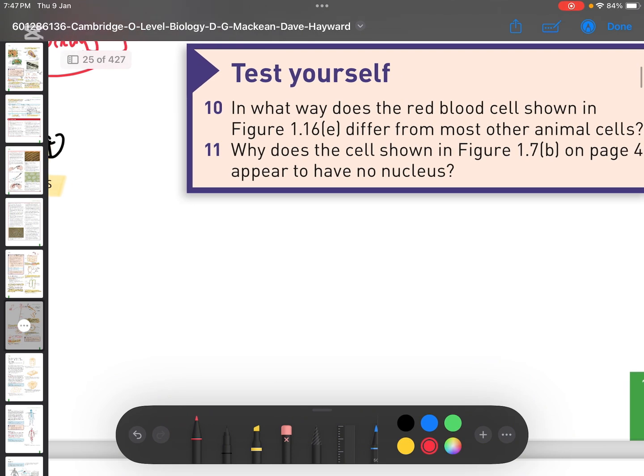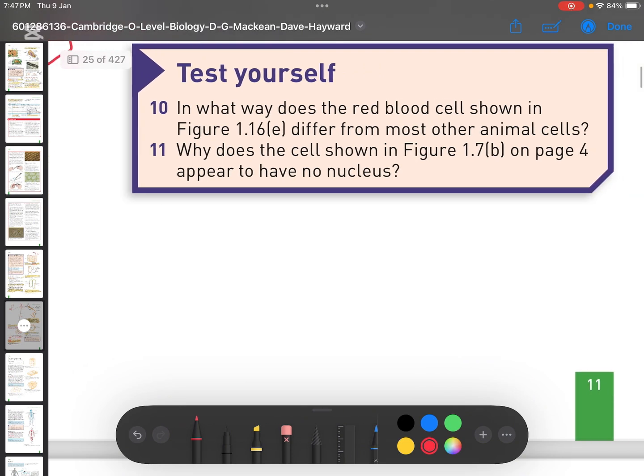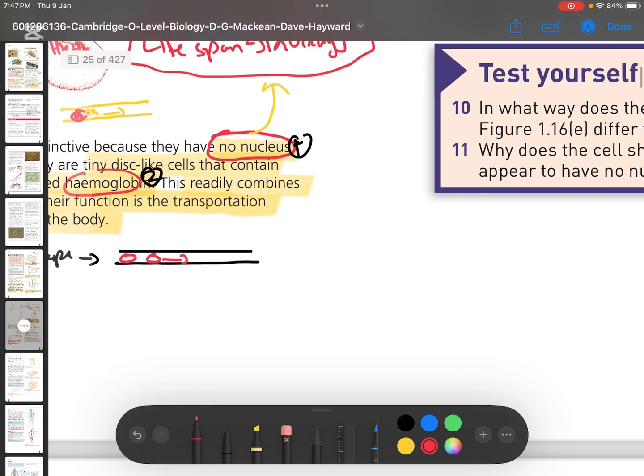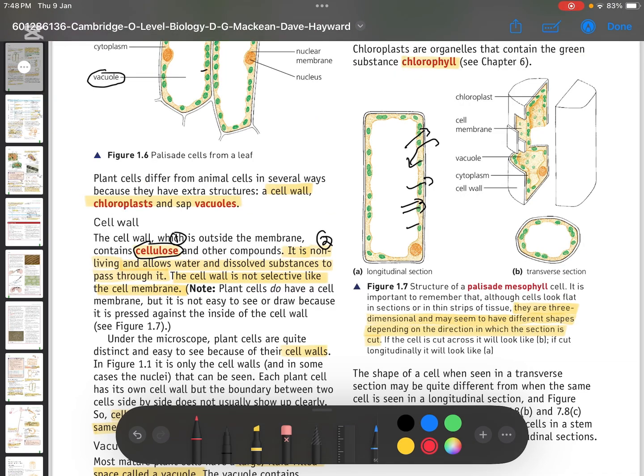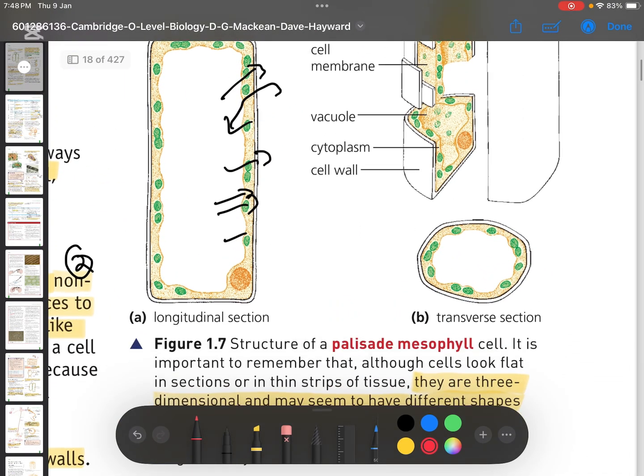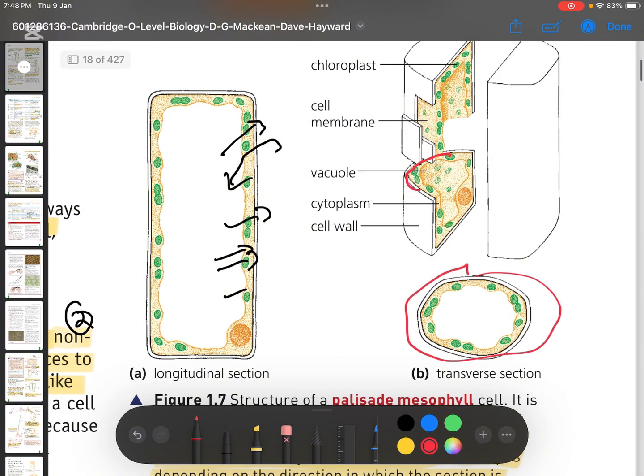Now here's another question: why does the cell shown in figure 1.7 on page 4 appear to have no nucleus? Oh, they're saying why the transverse section does not have a nucleus. This one, it's very easy, because if I take a cross section from here, the transverse section, I'm only going to get this view, and hence I've missed out on the nucleus which is present. It's not that the nucleus is not present. It's actually the way I'm looking at the cell. We already described, if I was looking at it in a longitudinal section, then I definitely would be getting a view of this nucleus present here.